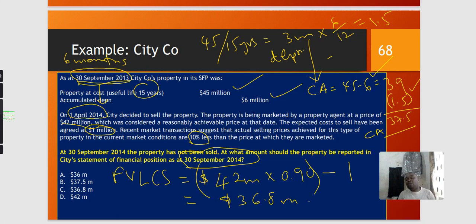But the question is, at what amount did we consider this asset? Should we have considered it at the carrying amount of 37.5 or at the fair value less cost to sell of 36.8? We say that non-current assets held for sale are recognized at the lower of carrying amount and fair value less cost to sell. So the lower figure was the fair value less cost to sell of 36.8 million. So our answer should be C.